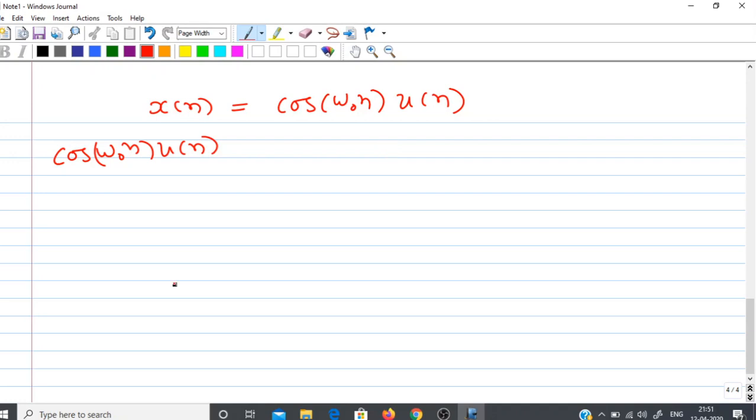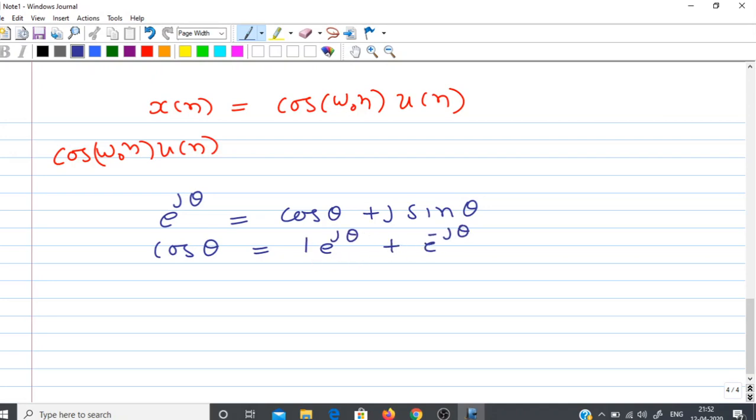So from Euler's identity, we know e to the power j theta is cos theta plus j times sine theta. And you know cos theta can be written as e to the power j theta plus e to the power minus j theta, divided by 2. So instead of writing by 2, I am writing like this. So can I express cos omega naught n in terms of complex sinusoids, e to the power j omega naught n and e to the power minus j omega naught n, using Euler's identity?